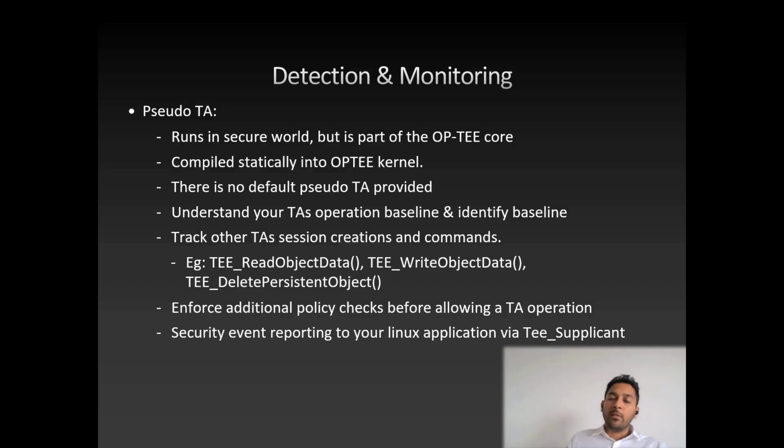So you can set a baseline on what operations your trusted application is performing, like what are the commands that it typically needs to issue. For example, read object data, write object data. Is it supposed to read or write a particular object? So you set a baseline, then you enforce a policy, you track these function calls, then you can have this pseudo TA report back to your application on the Linux side, where you set up a full-blown monitoring system. You can even send a log outside to your backend for analysis.